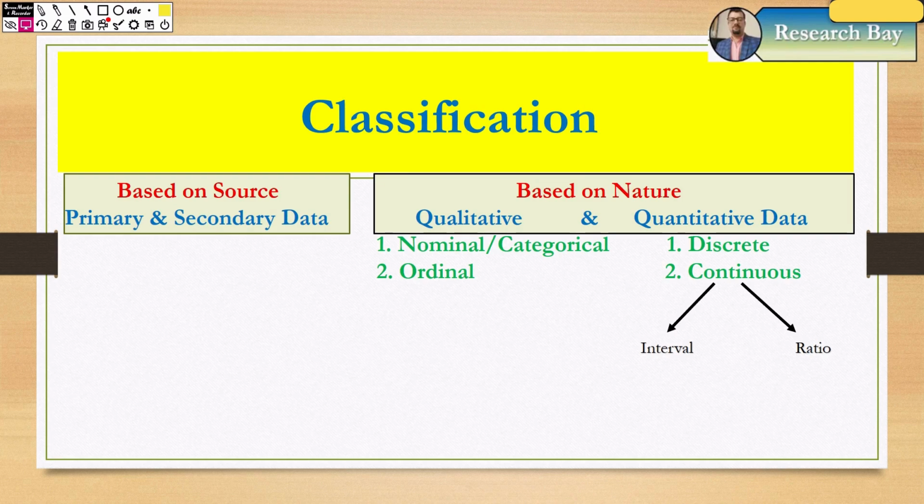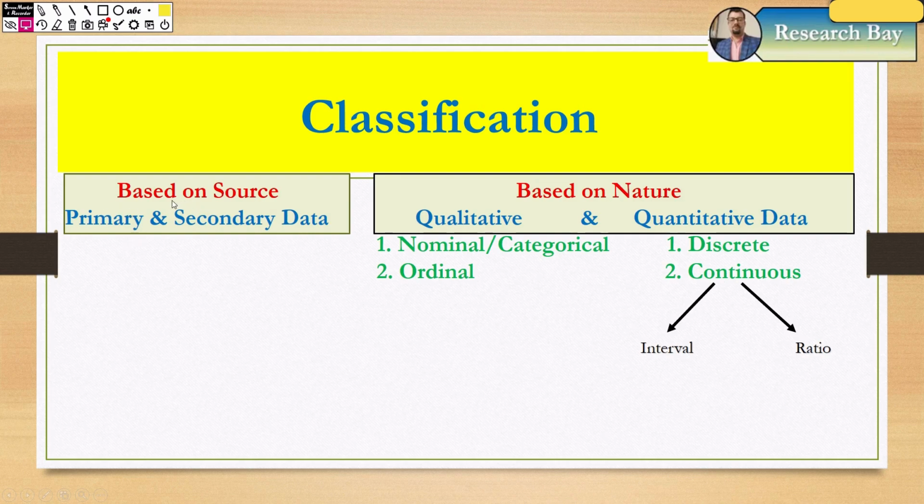This is the basic classification chart of data, wherein we can classify the data based on source, which is primary or secondary data. Primary means the data which you collect as a researcher on your own by going out into the field, carrying survey questionnaires with you, doing an interview, or doing an observational study. In that case, you yourself collect the data, which is known as primary data.